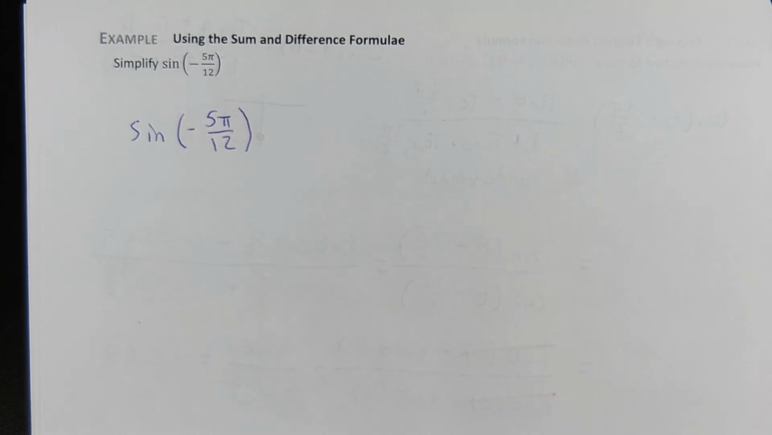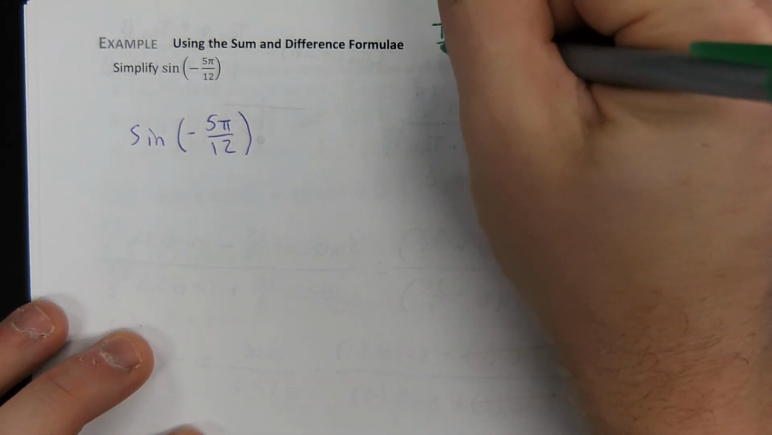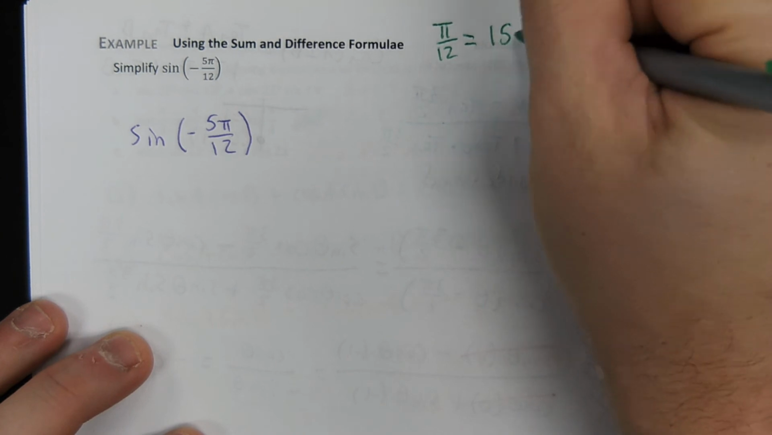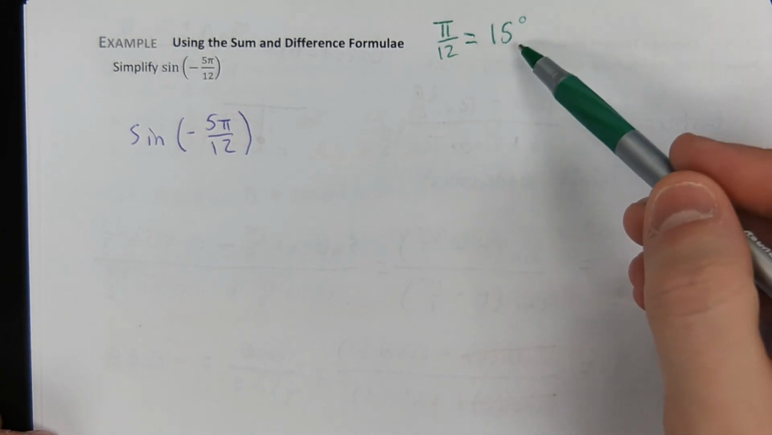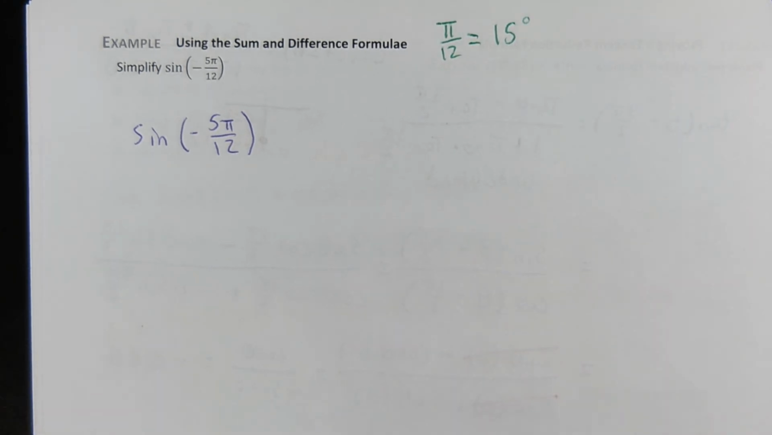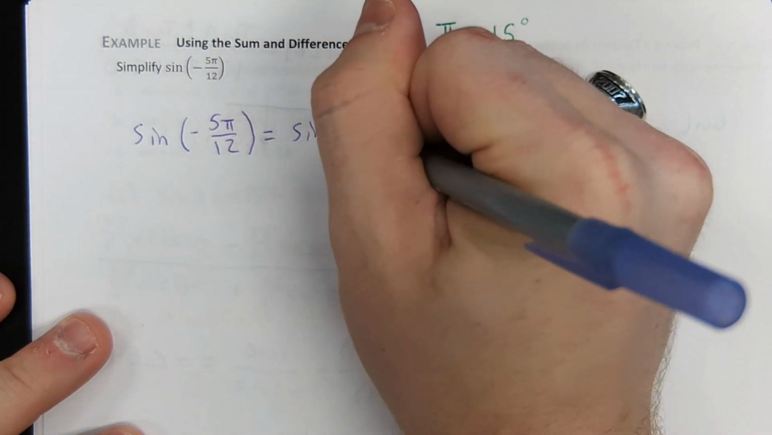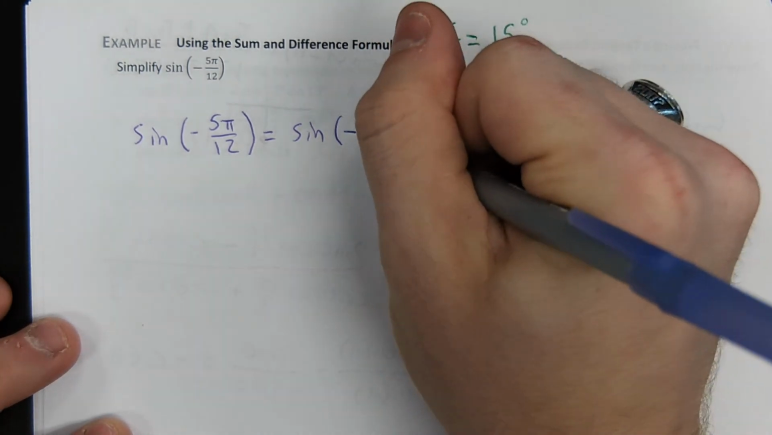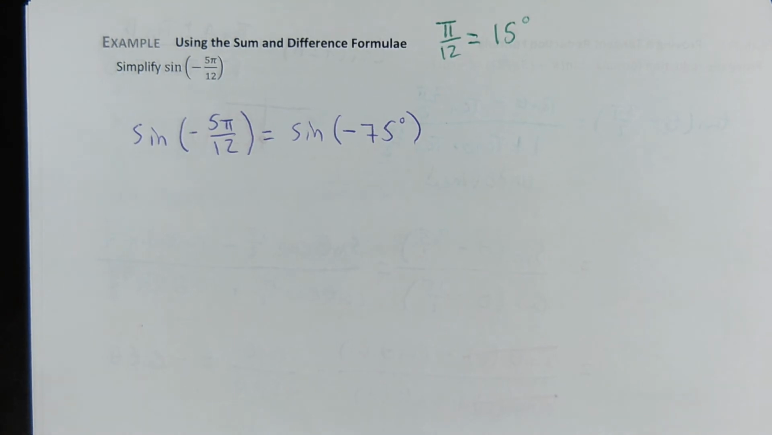So what we know, and what Max is remembering, is that pi over 12 is equal to 15 degrees. Pi over 12 is 15 degrees, because pi over 6 is 30 degrees, and this is half of that. Make sense? Since pi over 6 is 30, this is half of the 30 degrees. So this is actually asking you to find the sine of negative 75 degrees. That's 5 times 15. Sine of negative 75 degrees.